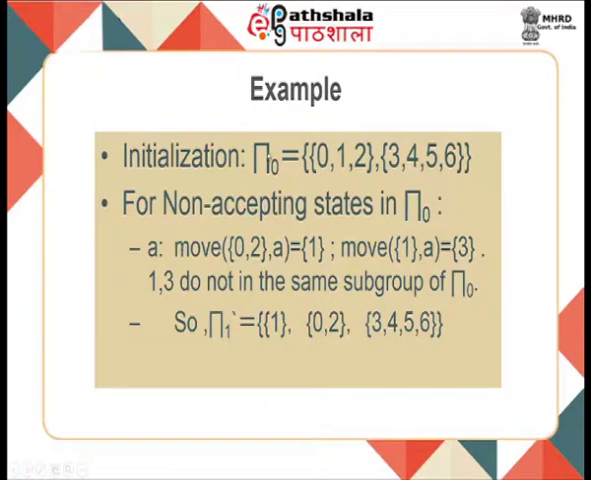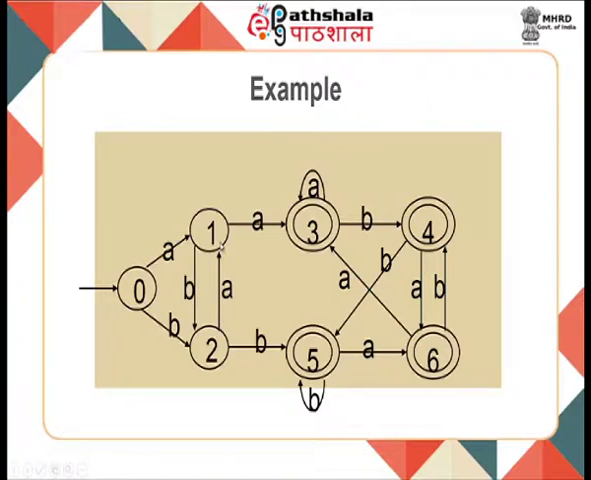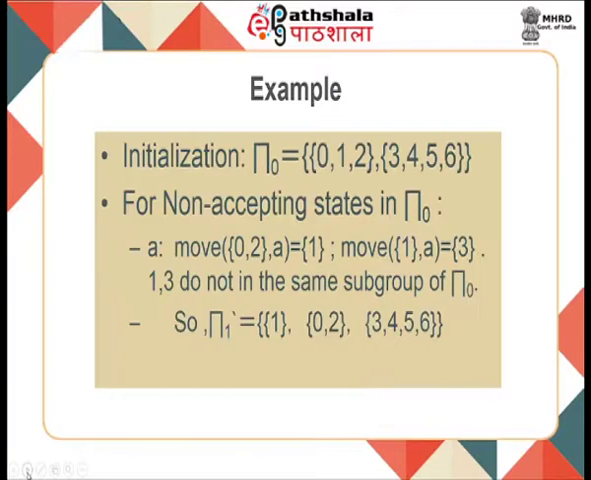Now, let us consider the non-accepting states of pi naught. 0, 2 on A take you to 1, and 1 on A takes you to 3. What did we say about the grouping? 0, 1, 2 on A and B should basically go only to themselves. But I am able to see a first distinguishing characteristic, where 0, 2 on A go to only 1, whereas 1 on A goes to 3. So, definitely 0, 2, 1 should not be in the same group. Let us try to break this into 2 groups, 1 separately and 0, 2 separately.